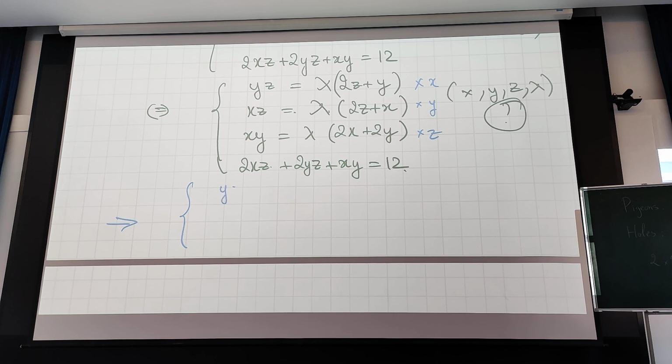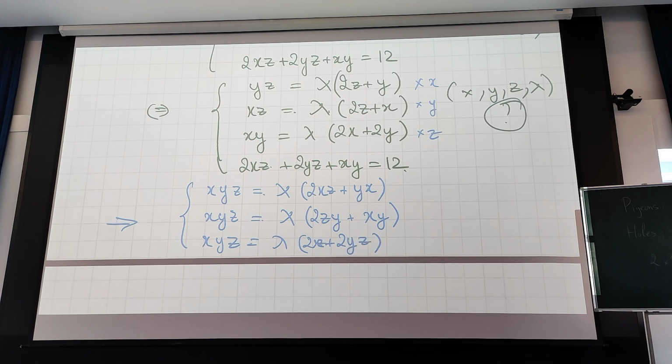xyz equal to lambda (2xz plus yx), right? xyz equal to lambda (2zy plus xy), and xyz equal to lambda (2xz plus 2yz). Now you can compare the couple of equations. Right.